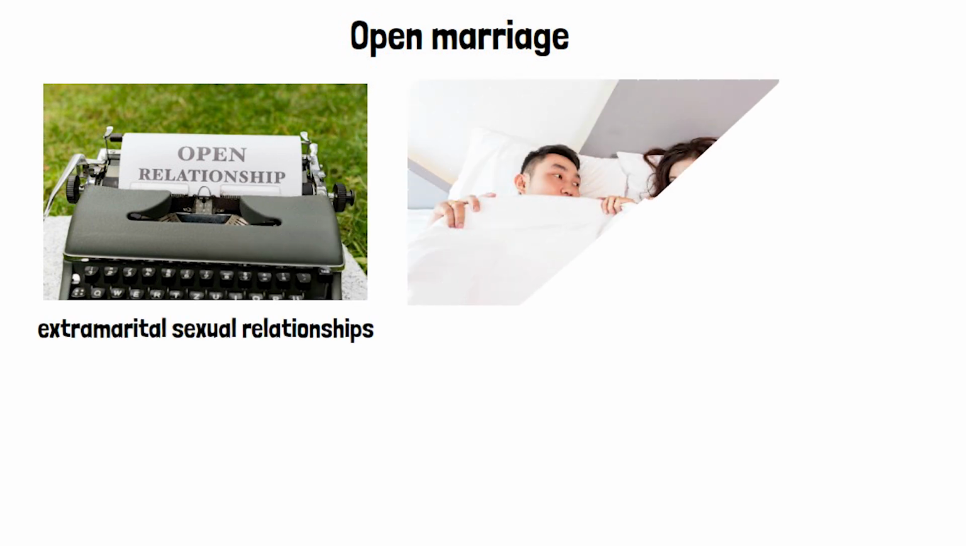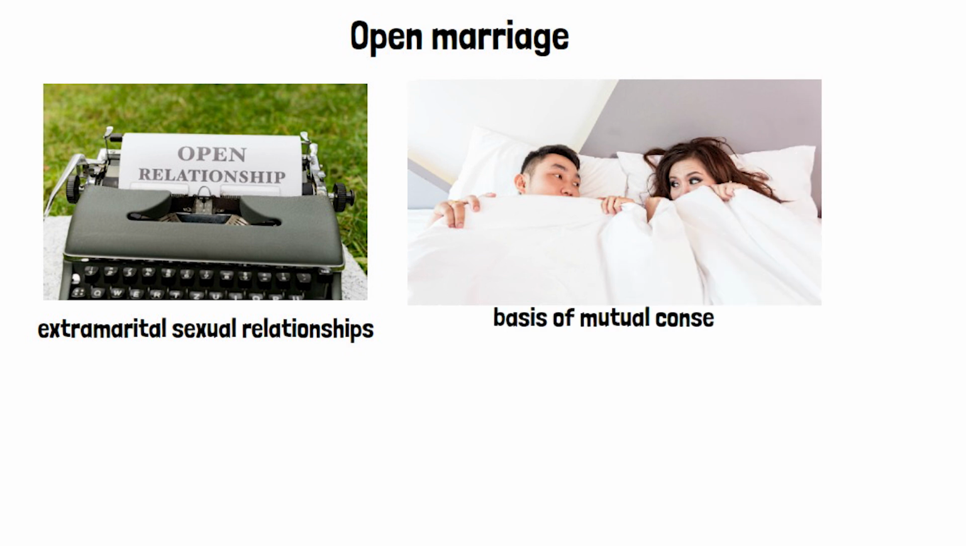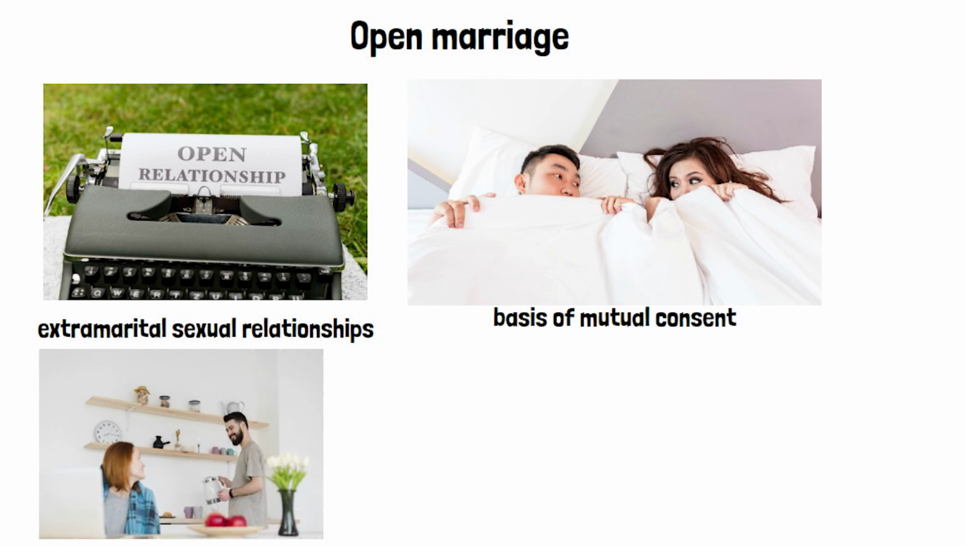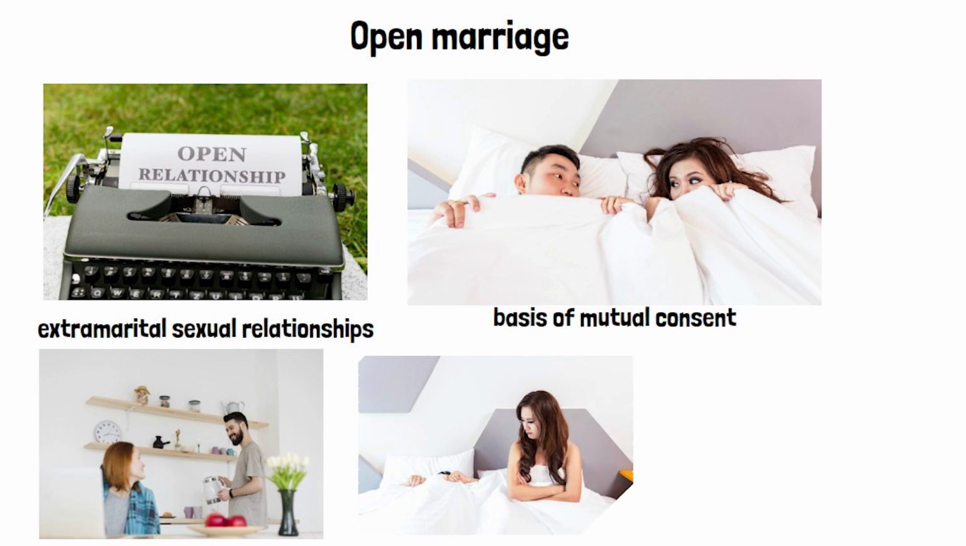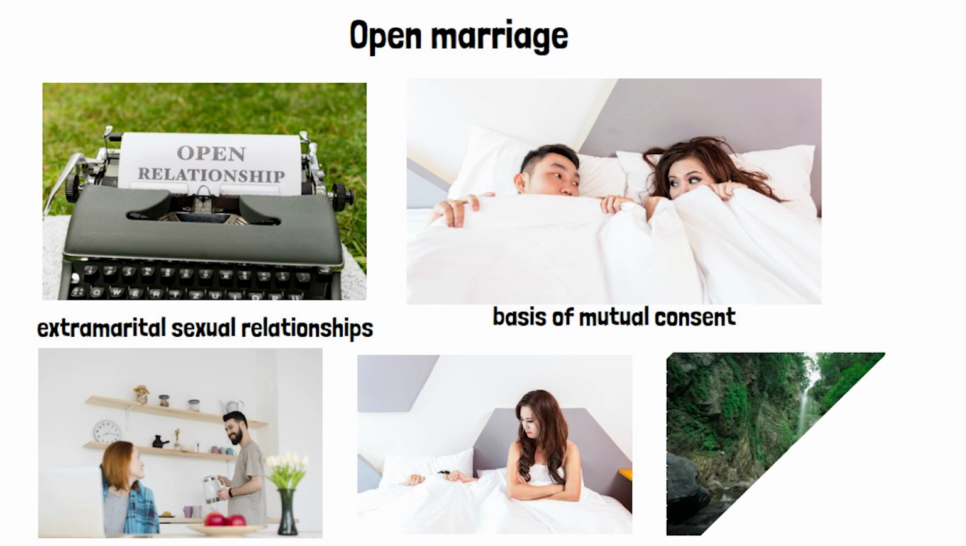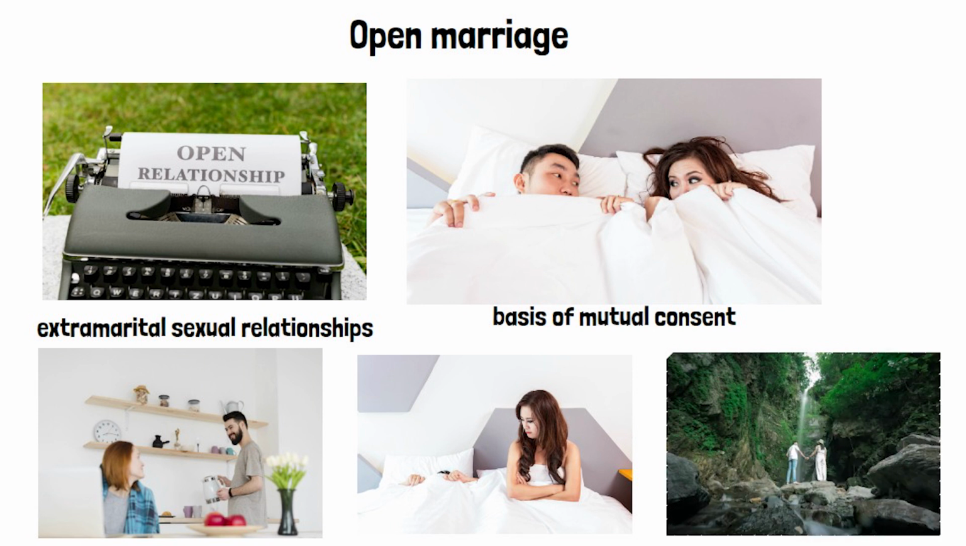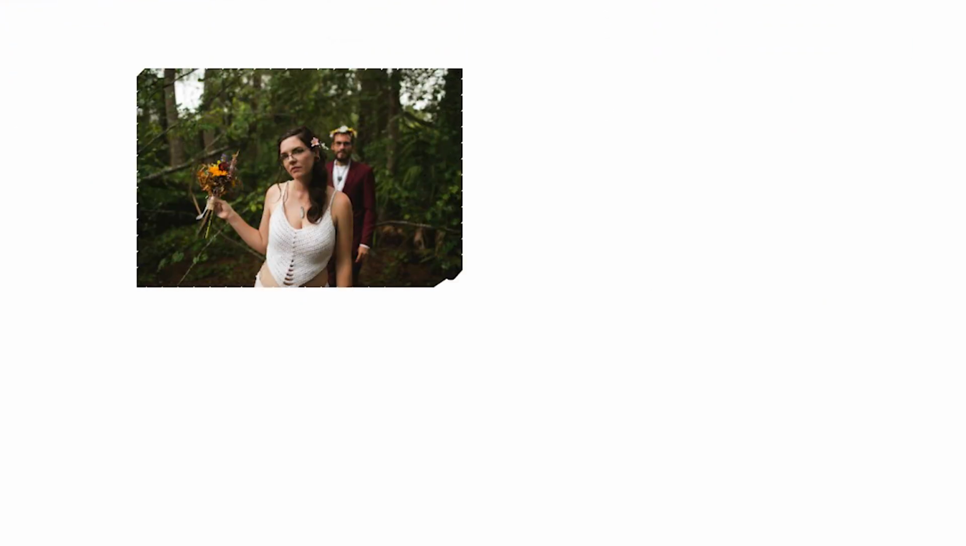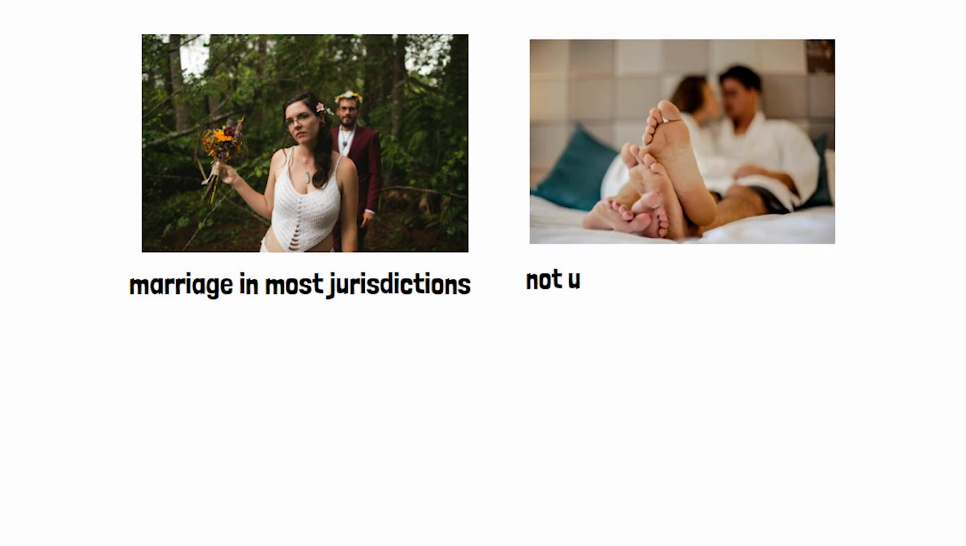Unlike traditional monogamous marriages, open marriages operate on the basis of mutual consent and often have established boundaries and rules to manage outside relationships. While open marriage may not be suitable for everyone, for some couples, it offers a fulfilling and liberating way to navigate the complexities of modern relationships while maintaining a deep and meaningful connection with their partner. Although it is legally recognized as a marriage in most jurisdictions, the extramarital aspects are not usually recognized by law.